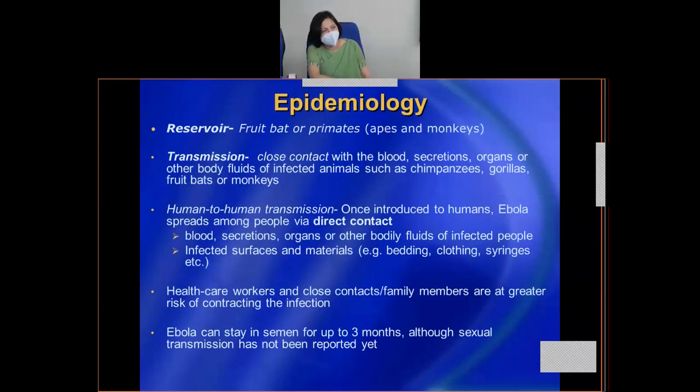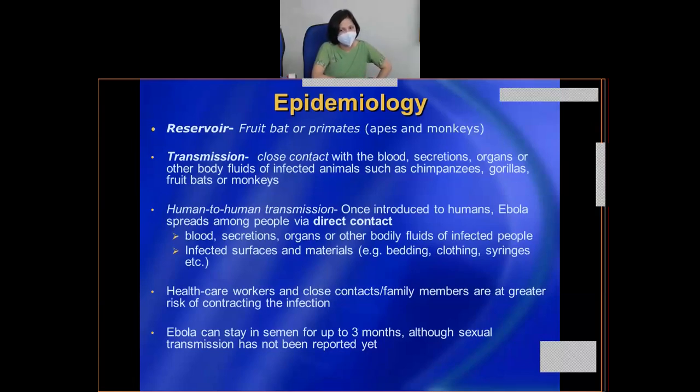For Ebola, unlike Marburg, where it's also postulated that bats are the main reservoir, the main reservoir is mainly the fruit bats or the primates, that is the apes and the monkeys. Transmission has occurred mainly because of close contact with the blood, secretions, organs, or other body fluids of infected animals such as chimpanzees, gorillas, fruit bats, or monkeys. Human-to-human transmission has been documented, and this happens only when the infection has been introduced from these primates to humans. Once introduced to humans, Ebola spreads among people via direct contact.